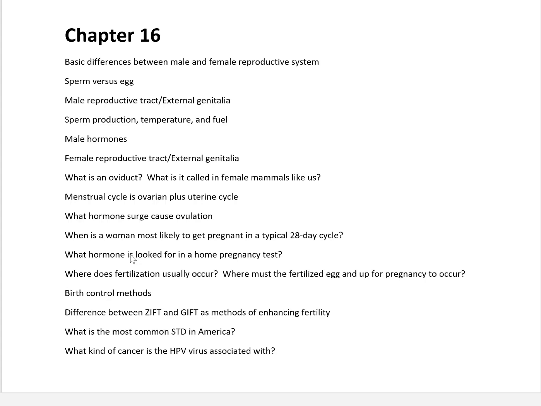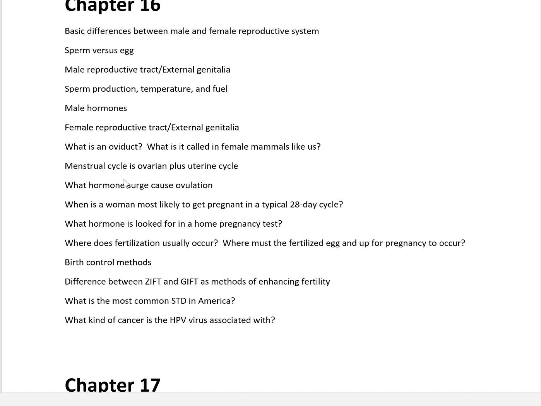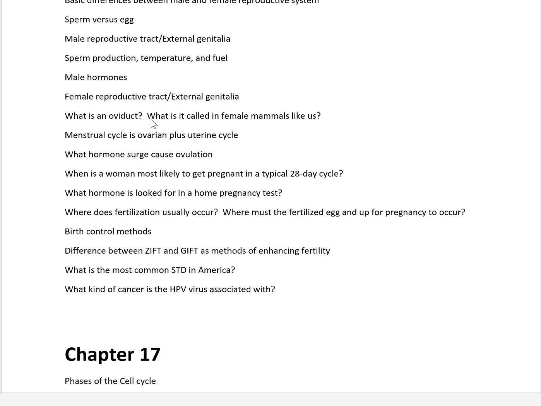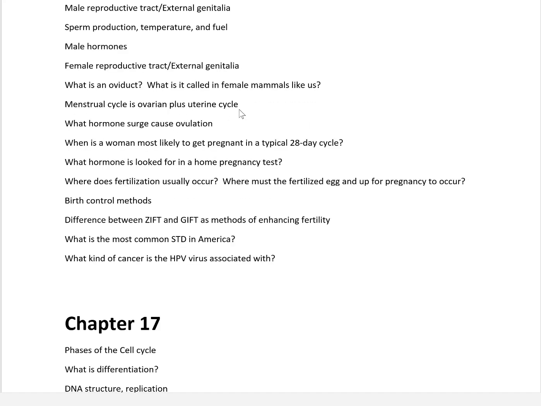Then you have the uterus, which is going to be where the fertilized egg would implant or embed and where you would nurture that growing human. And then you have the vagina, which is the tube that's used for sexual reproduction and for labor and delivery. All right, so we talked about what an oviduct is, and in us it's called the fallopian tube. The technical term now is uterine tube, but fallopian tube is still the most common term. So the menstrual cycle is the ovarian plus the uterine cycle. I mentioned before that the two are intimately connected and they have to be timed together.